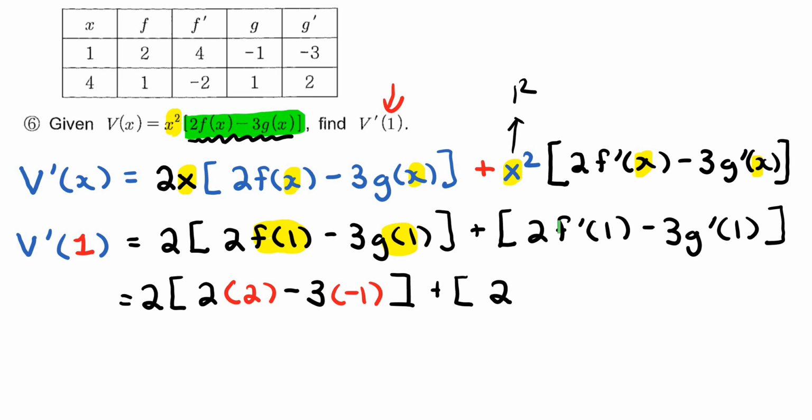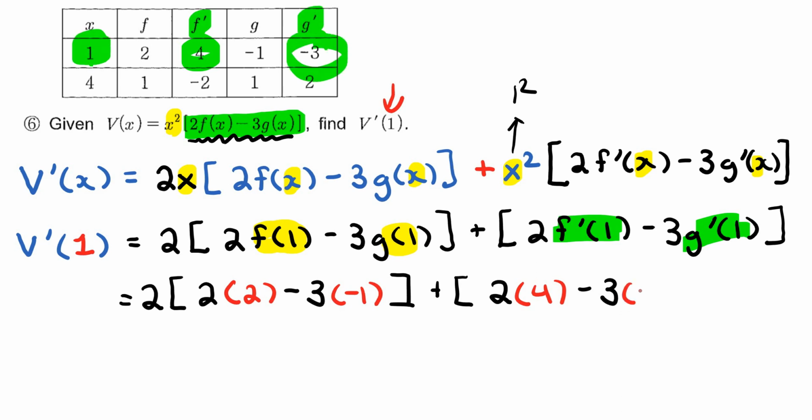2 times, and now I have f prime of 1. So here's the prime, f prime. Here's the 1. F prime of 1 is going to be 4. So 2 times 4 minus 3 times. And what is g prime of 1? Well, here's g prime. And g prime of 1 is going to be negative 3, right? So 3 times negative 3. And then I can close the bracket off like that.